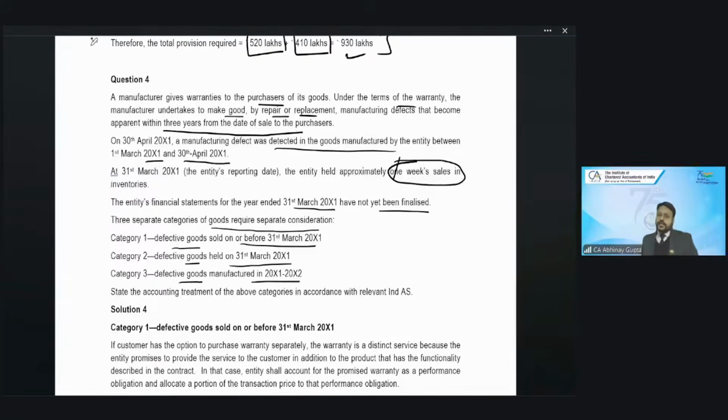So, what do you think? The defective goods which are already sold on or before the year end, what do you need to do for that? Do you need to provide a provision for that? Yes or no? Yes, sir. The provision has to be recognized. The reason is the present obligation exists. Yeah, present obligation and condition. Correct.